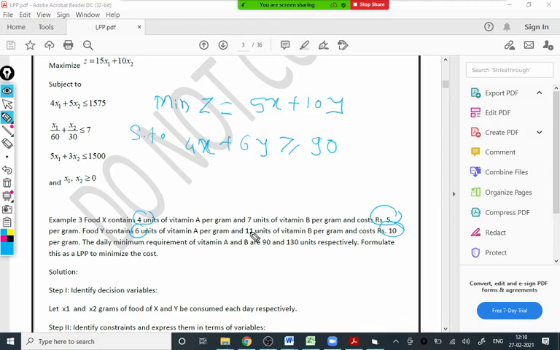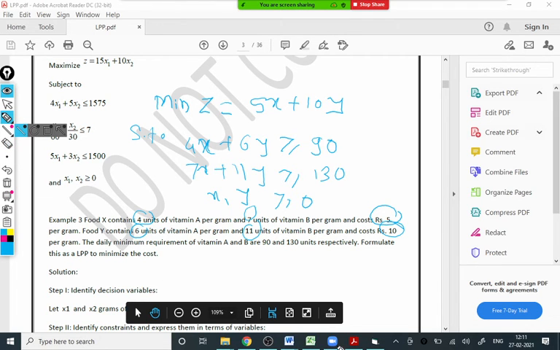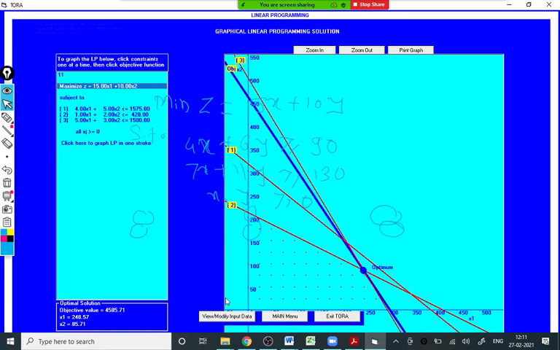Okay, so next is 7x plus 11y greater than or equal to 130. And what is the one more constraint missing here? x and y should be positive. Yes, x and y should be positive. So this is our LPP now. This is the formulation. Let me see the solution of this also. There is a little change in this question. Now the question is on minimize here.